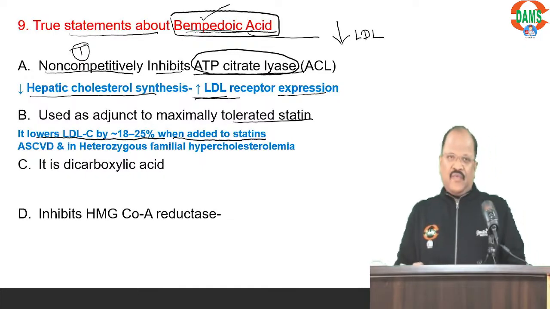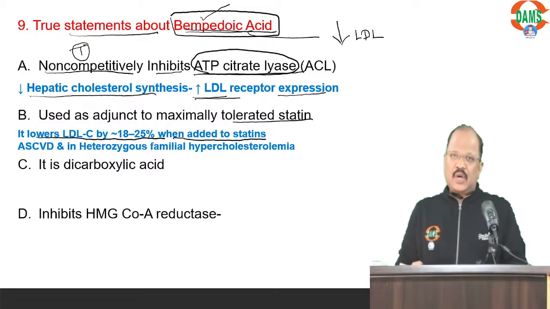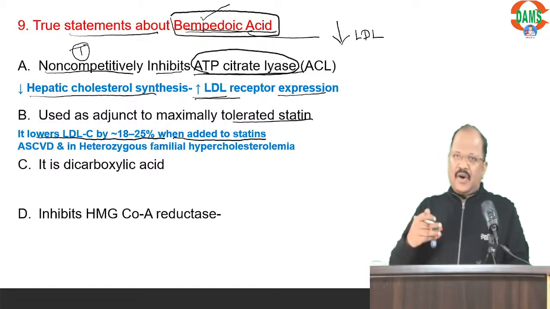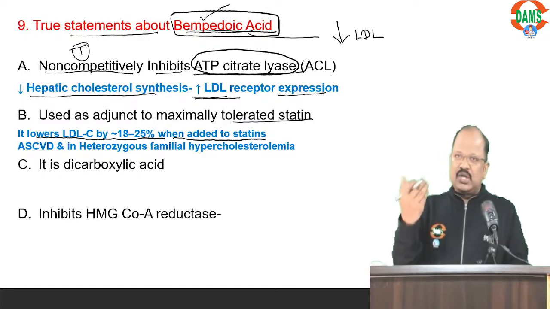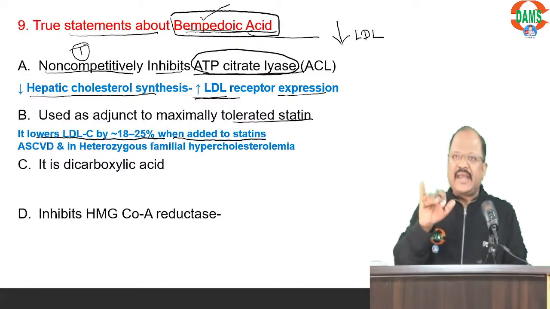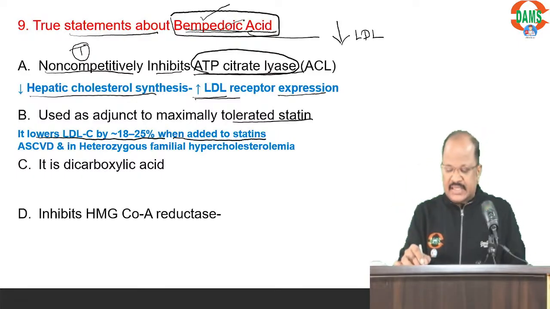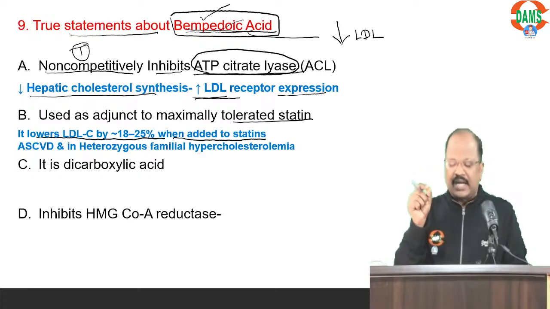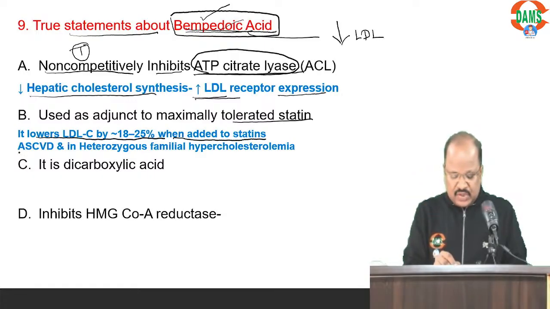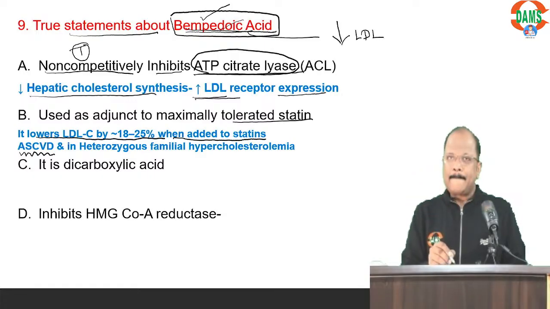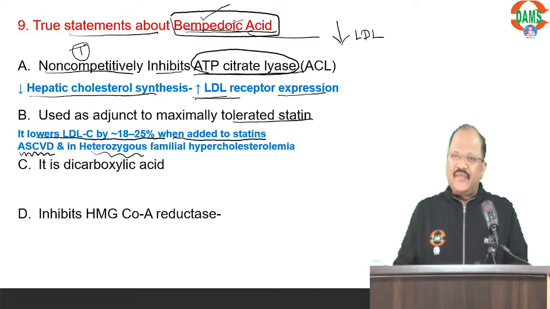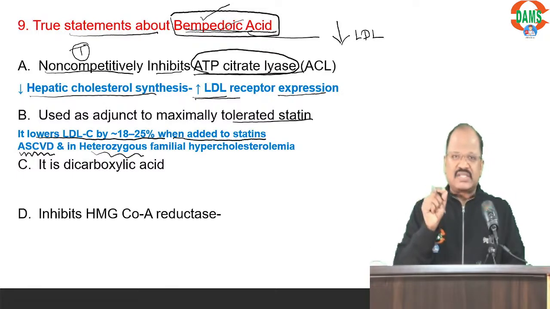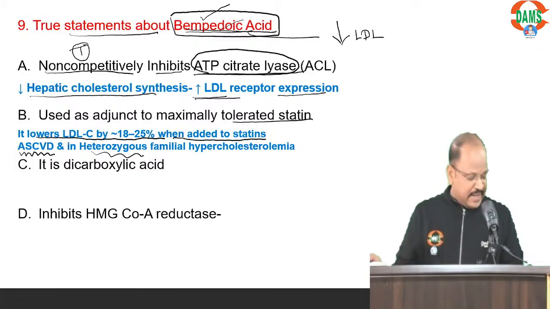So, when you want to achieve very good control of LDL, even after using the maximum dose of statin, what is the best means? Add bempedoic acid. When you add bempedoic acid, there is further reduction of LDL. So, in case of atherosclerotic cardiovascular disease, or in case of heterozygous familial hypercholesterolemia, even after using the maximum dose of statin, if you still want to reduce cholesterol, add bempedoic acid.